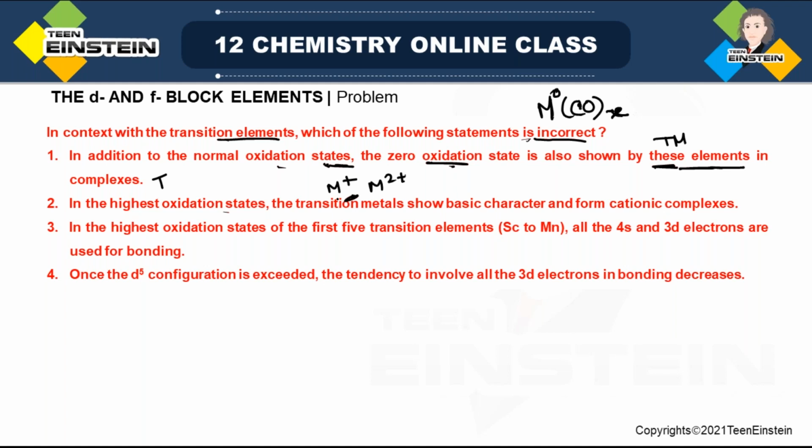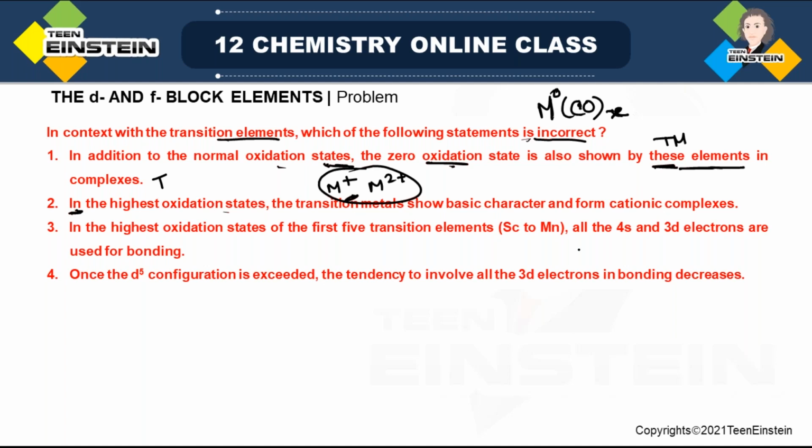But it is written here highest oxidation state. That means among these two, M2+ is highest. It will show basic character, but that is not true. So this statement will be the wrong statement. See, if you are sure that this statement is wrong, without even considering the other statements, you can easily choose which option is correct. It is not that you always have to; if you have time, that is fine. But if you are lacking in time, then if you're sure about any statement, you can easily choose.